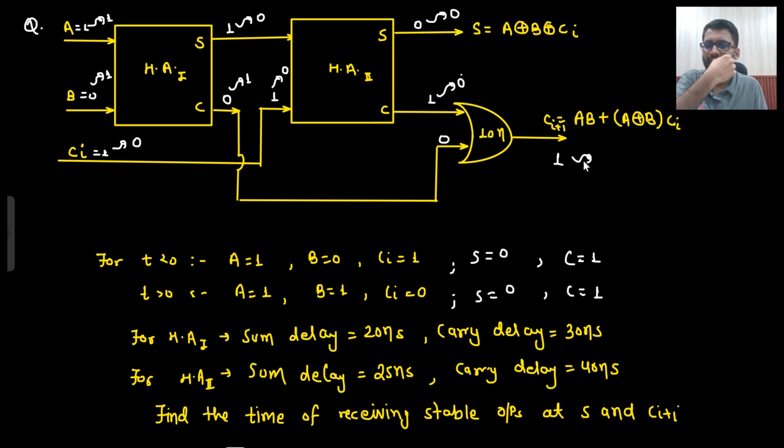Wait a second, there is some error. 1 plus 1, sum is 0, carry is 1. Okay, this is 0, so this is going to be 0. This has become 1. No, this I forgot to check. This has become 0 to 1. So this is 0, this is 1. So what will you get? 1 plus 0 will be 1 only. So both carry and sum are not changing. So they are stable at t equals 0 nanosecond only. The outputs are stable at t equals 0 nanosecond only. That's the answer. That's it.